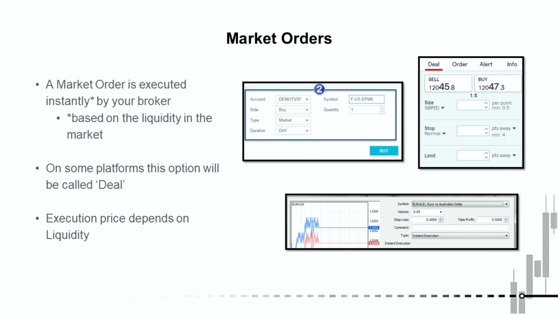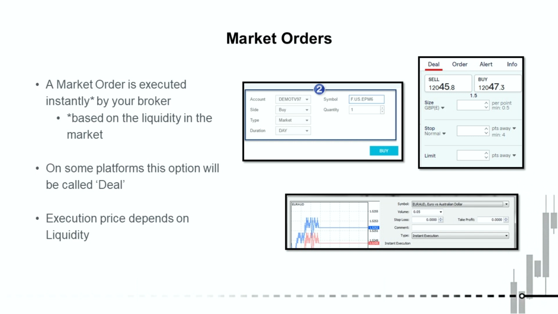So if you're trading the major markets, certainly major currency pairs and things like that, you're unlikely to run into this, but it's worth pointing out if you're finding that when you actually execute and press the button, your entry point is slightly different. So that's how a market order works.